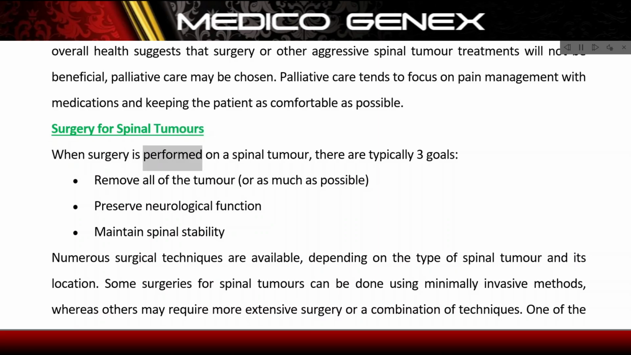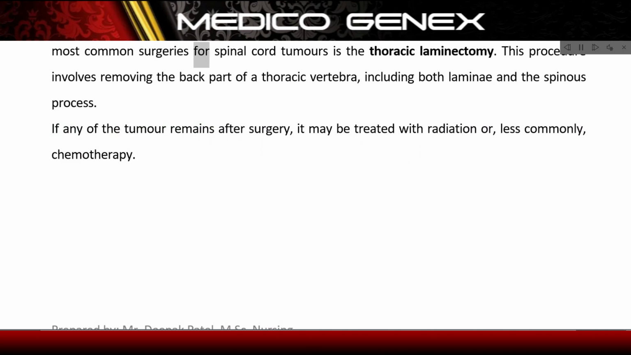When surgery is performed on a spinal tumor, there are typically three goals: remove all of the tumor, or as much as possible; preserve neurological function; maintain spinal stability. Numerous surgical techniques are available, depending on the type of spinal tumor and its location. Some surgeries for spinal tumors can be done using minimally invasive methods, whereas others may require more extensive surgery or a combination of techniques. One of the most common surgeries for spinal cord tumors is the thoracic laminectomy.